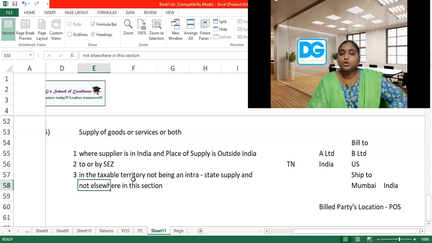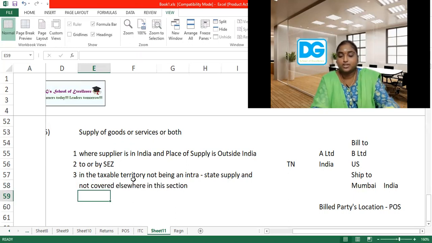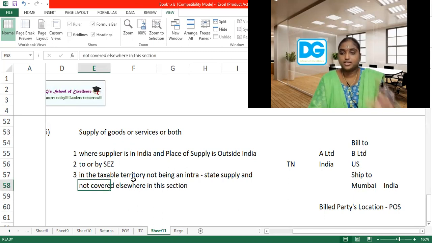Point number 2, supply of goods or services or both to an SEZ is a zero rated supply. By an SEZ, it is interstate supply. Supply of goods or services or both in the taxable territory, that is India, and it is not an intrastate supply, and it is not covered elsewhere in this section, that is section 7. So if it is not covered elsewhere in this section, then it will be treated as interstate supply.